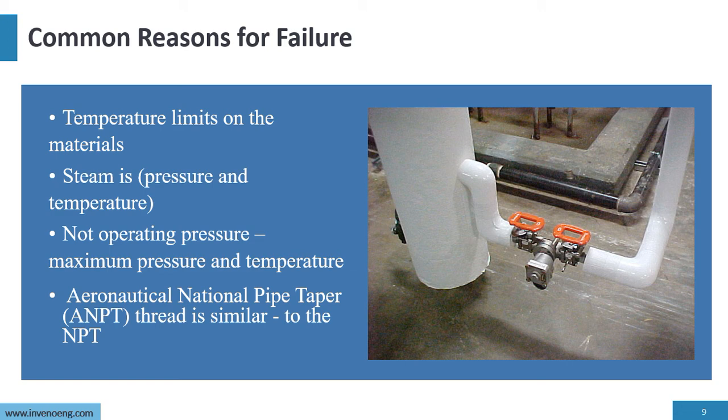We want to use lubrication materials that are rated for the maximum pressure and temperature, not the operating pressure and temperature. So always look for the maximum operating pressure and temperature, and that's based on the steam safety valve. There's also another pipe taper thread, the aeronautical national pipe taper thread, which is of high quality. And a lot of plants look at using this thread in lieu of a standard NPT connection.